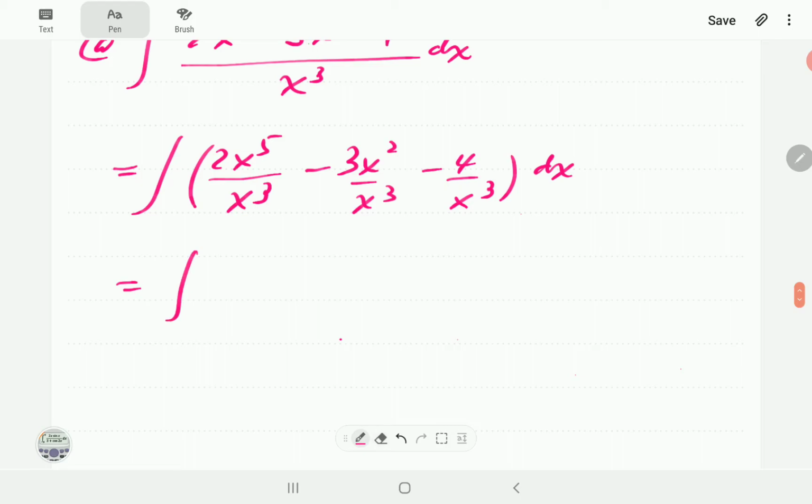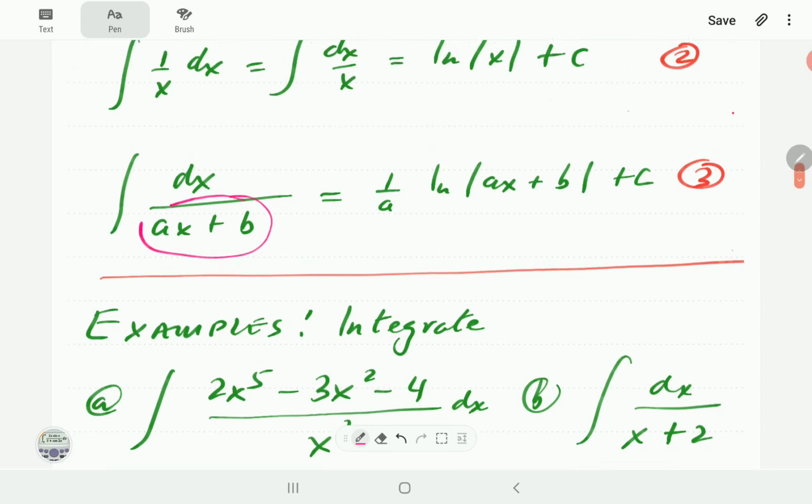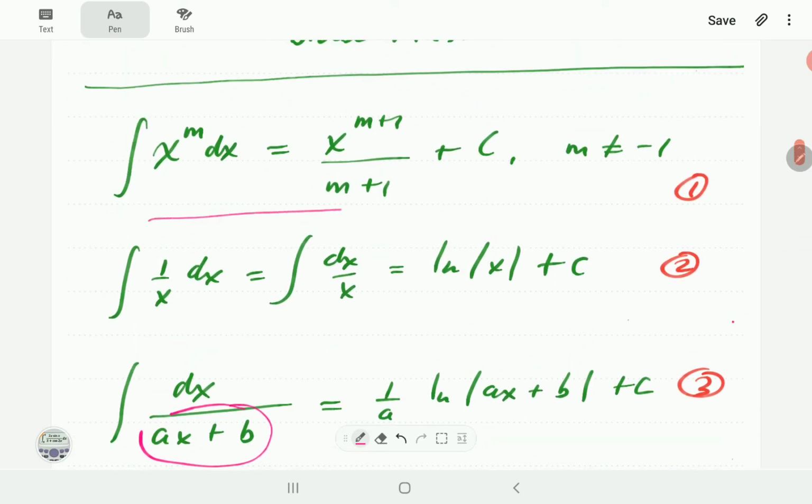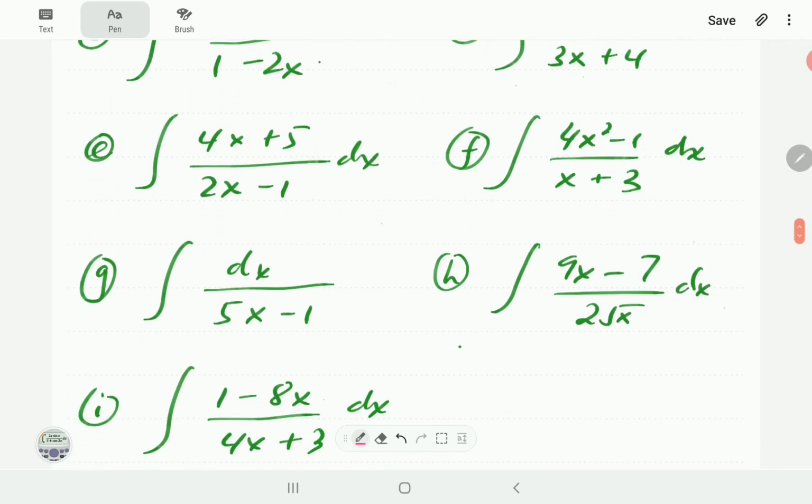Then 2x to the power 5 over x cubed is simply 2x squared, and then 3x squared over x cubed is going to be the same as 3x to the power negative 1, and then the last one is the same as 4x to the power negative 3. Then now we can simply use formula number 1 of integrating powers.